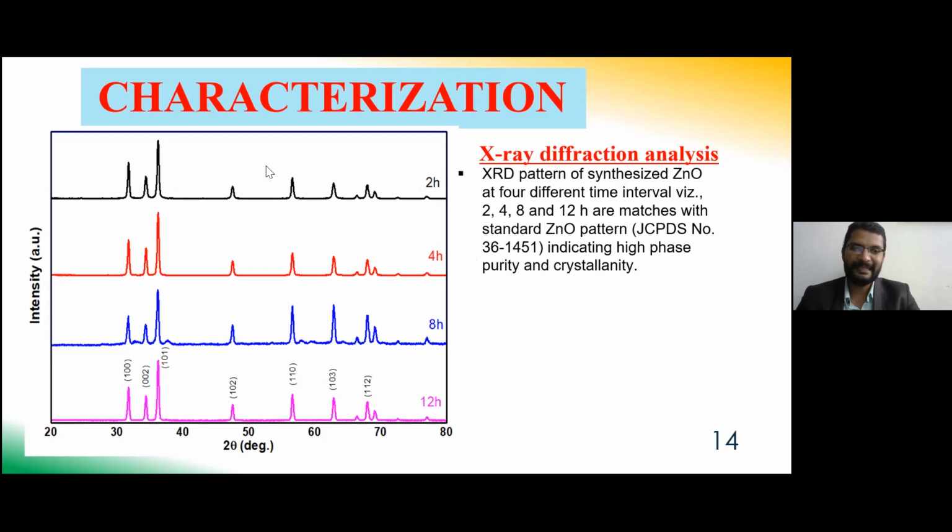With increasing the reaction time, there is no such change observed in peak height, but intensity somewhere at 8 hours and 12 hours goes on changing, and this indicates the formation of different morphology at 8 hours and 12 hours. Overall, the XRD pattern gives an idea about the formation of hexagonal two-dimensional nanoparticles at 2 hours and 4 hours, while with change in reaction time, at 8 hours and 12 hours, you are getting some different morphology.